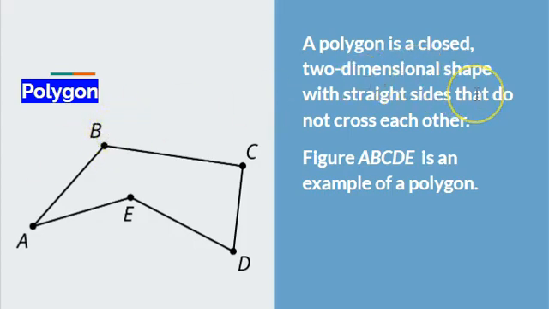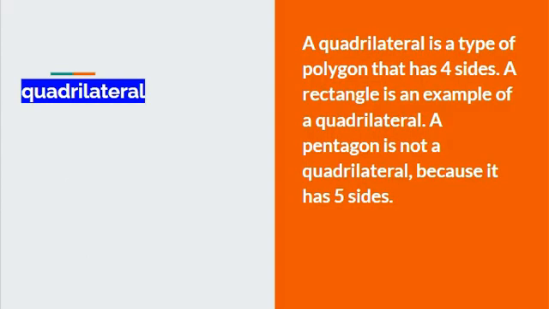Polygon is a closed two-dimensional shape with straight sides that do not cross each other. So again, that same model we looked at before is a polygon because it has multiple sides that are enclosed, no openings, and none of the lines cross each other. Again, pause as you need. Quadrilateral is a four-sided polygon, so that's any four-sided polygon. Pentagons obviously aren't because they're 5. Rectangles are obviously because they've got 4.